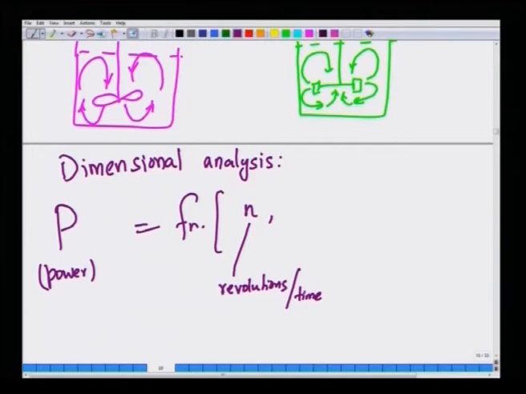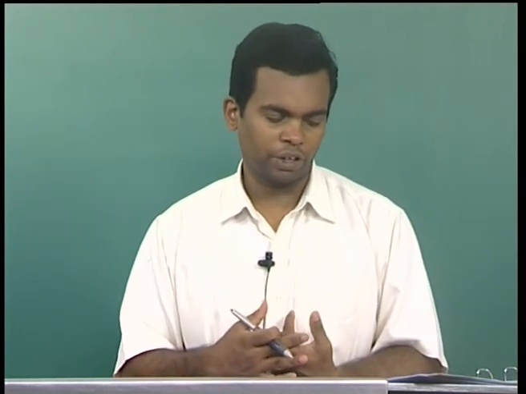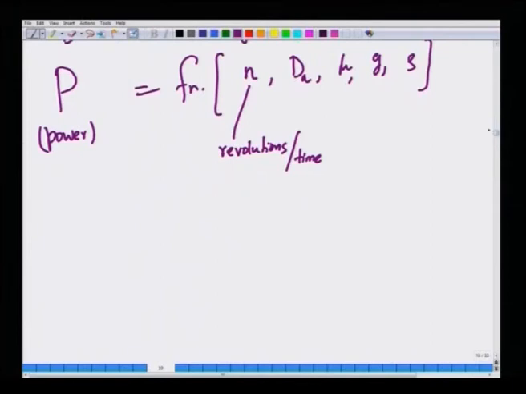So, per time. Now, the diameter of the impeller, viscosity of the fluid, gravity, density. Gravity is important because there is a free surface. So, the formation of vortices and so on will be affected by gravity. So, you have so many dimensional variables. We will use the pi theorem. I will not go into the details.